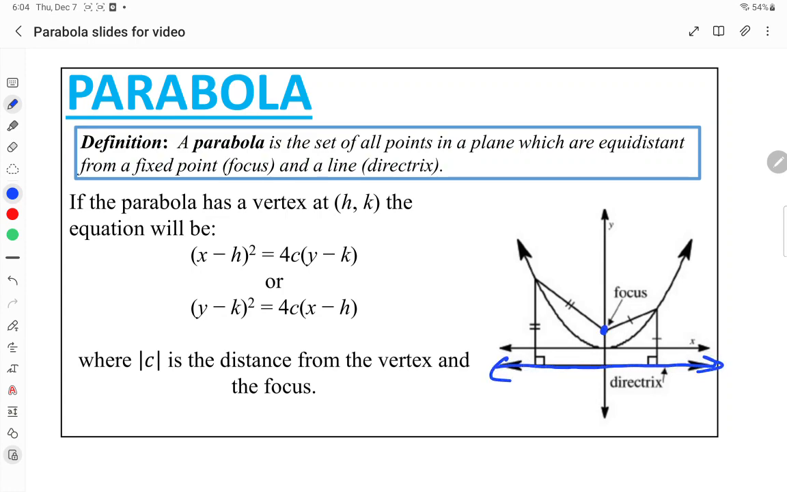So a couple additional stats to go along with the traditional parabola we're used to. The equations could look in either of these two forms. C is an important term that is going to refer to the distance from a vertex and a focus, which we'll talk more about shortly.